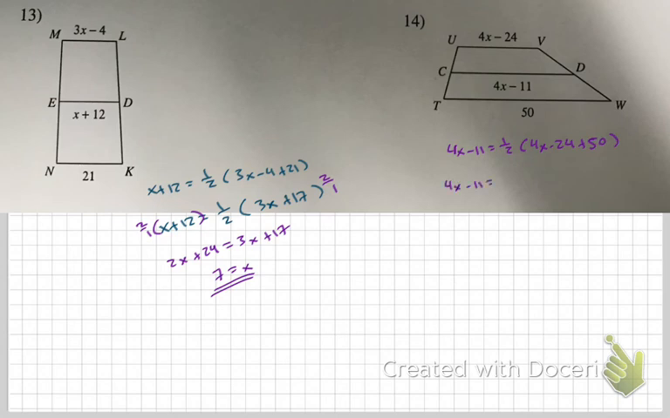Simplify on the inside. 4x plus 26. Now, because these are even numbers, it's going to be faster for me to distribute the 1/2. So 4x minus 11 equals 2x plus 13. Subtract the 2x, add the 11. 2x equals 24. X equals 12. Done.